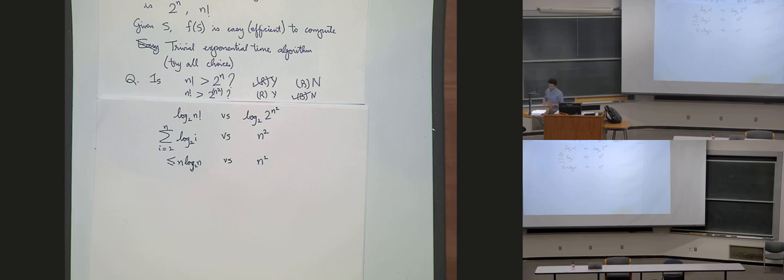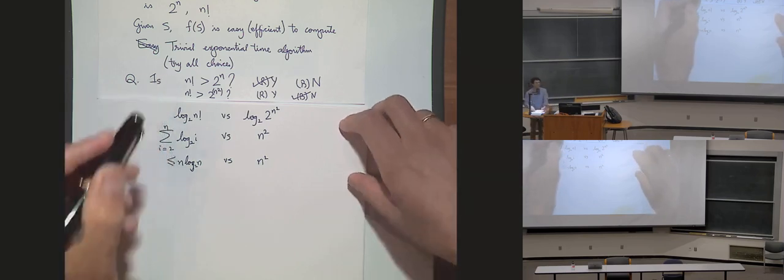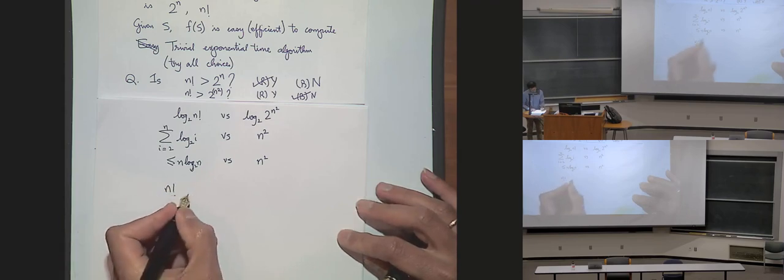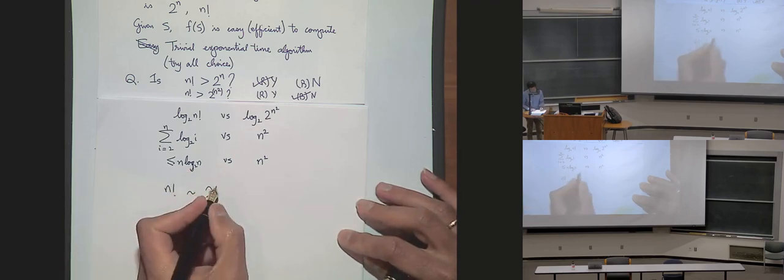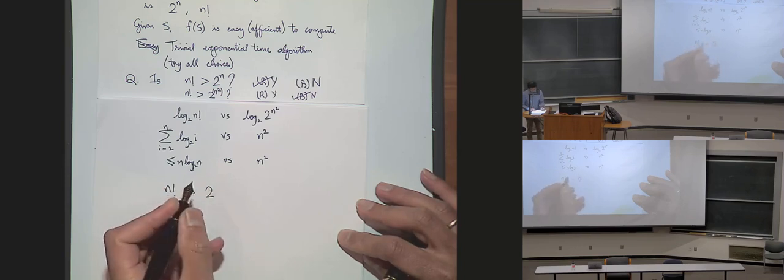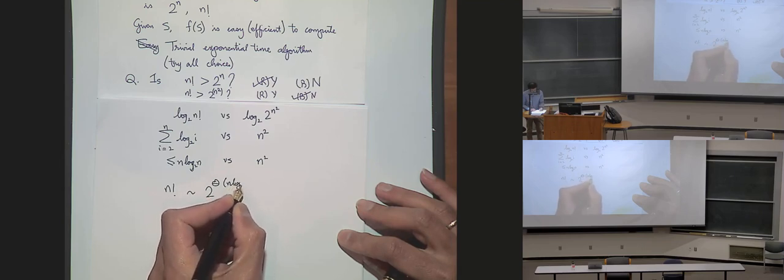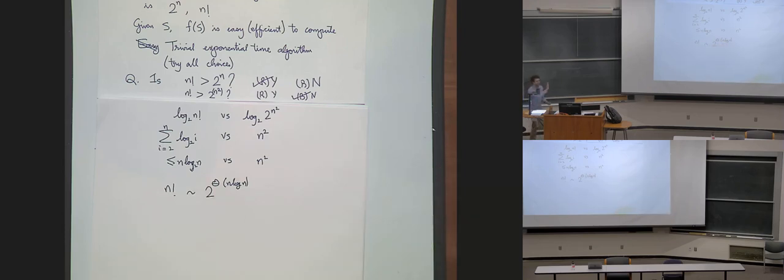Anyway, the reason why I said this is n factorial is like exponential. So actually, we know that n factorial is roughly 2 to the theta n log n. I say theta, technically you should take natural logs, but anyway, that's about what it is. It's like 2 to the n log n.